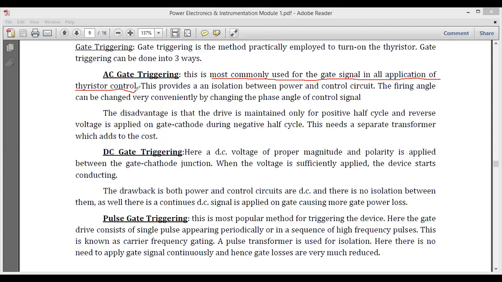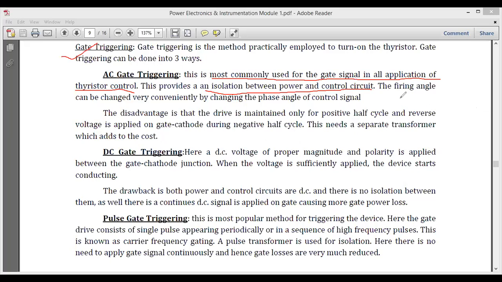So the best possible way of turning on your SCR is gate triggering. AC gate triggering is the most commonly adopted method in all applications of the SCR. Why should it be adopted? Because it provides isolation between the power and control circuit. Isolation is nothing but insulation between your power and control circuit. Because if there is isolation between the power and control, then there is a possibility that your SCR will not get damaged.